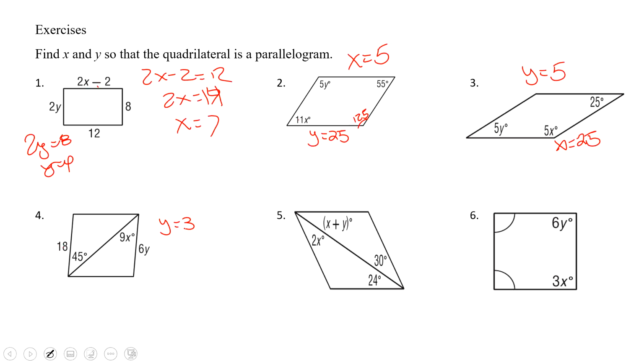My opposite angles have to be congruent. I know that the way parallelograms work, these are alternate interior angles, the 45 and the 9x. What we know about alternate interior angles is they're congruent. So for these two sides to be parallel here, x has to be 5, because my 9x has to equal 45. That makes sense.